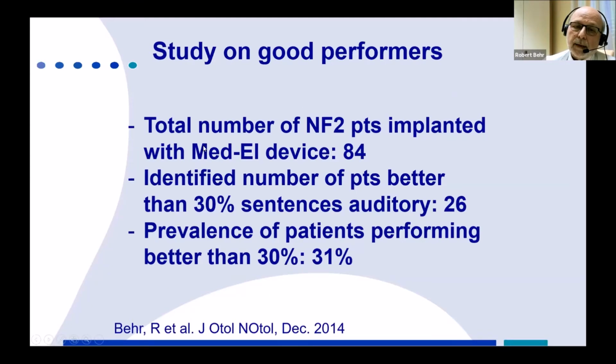That means that we looked into the total numbers of NF2 patients who were implanted with a MED-EL device. This was 84 patients at that time. And we set a threshold of 30%. So a good performer was defined if he was able to have 30% sentence recognition only with the ABI, so without any additional visual cue. And what we found was 26. So that means that 31% of this group was able to hear at least 30% of correct sentences or better.